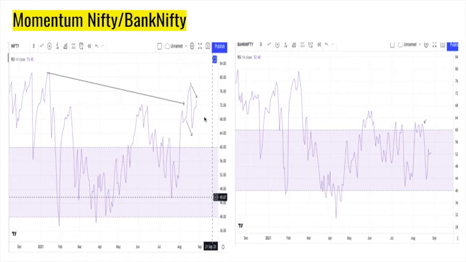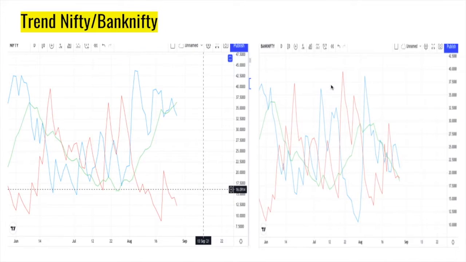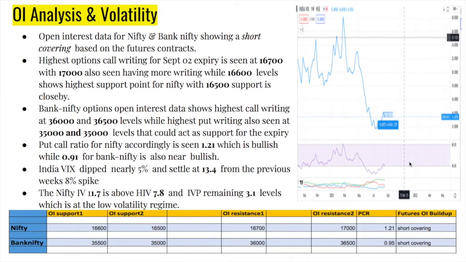Now this is what you see, the momentum, right? There is a bearish divergence on the daily. In Bank Nifty there is nothing. It is continuing the sideways zone. Divergence is when the price is moving up and the momentum is going down. So this is likely to pull it at least to this level, 16,400 levels. Trend is rising with strength. ADX is falling, but still in blue, indicating Bank Nifty is still in the bull zone.